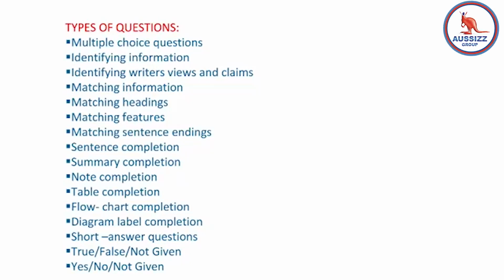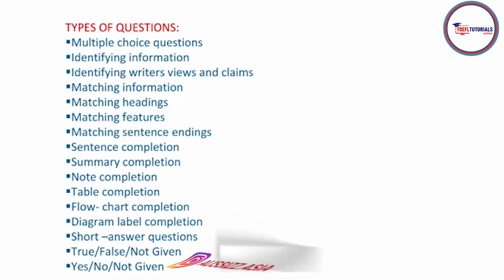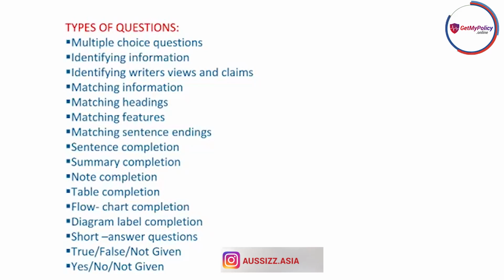Then diagram label completion. The most important type of question is true, false, not given, and the next part of it is yes, no, not given. Okay, so these are the different types of questions you might get in your examination. The most important types you will be facing are match the heading, fill in the blanks, true, false, not given, and yes, no, not given.